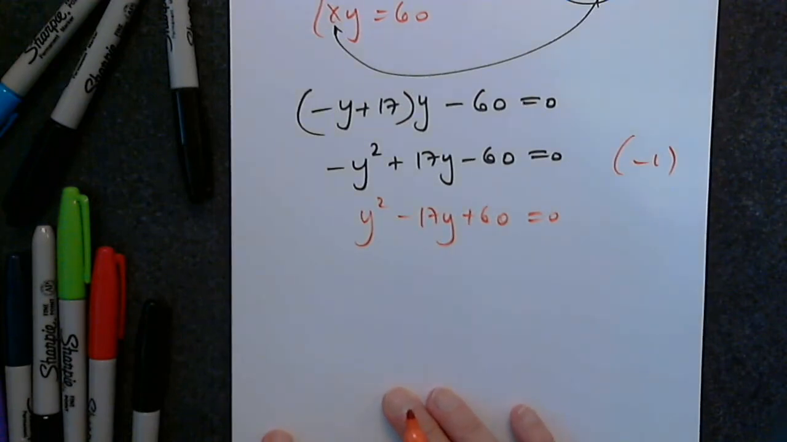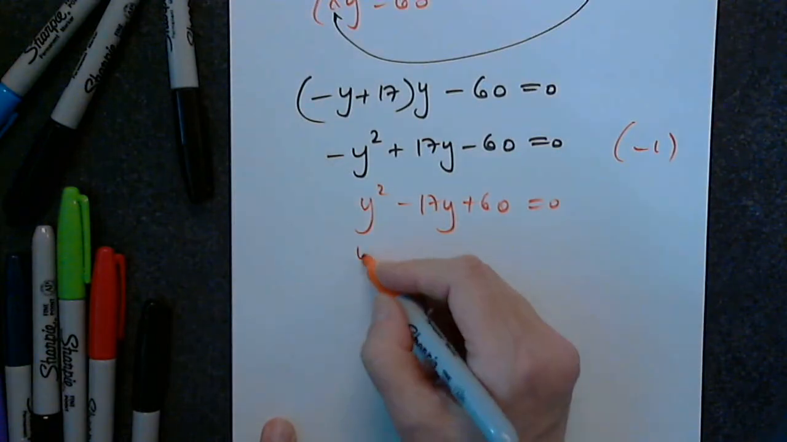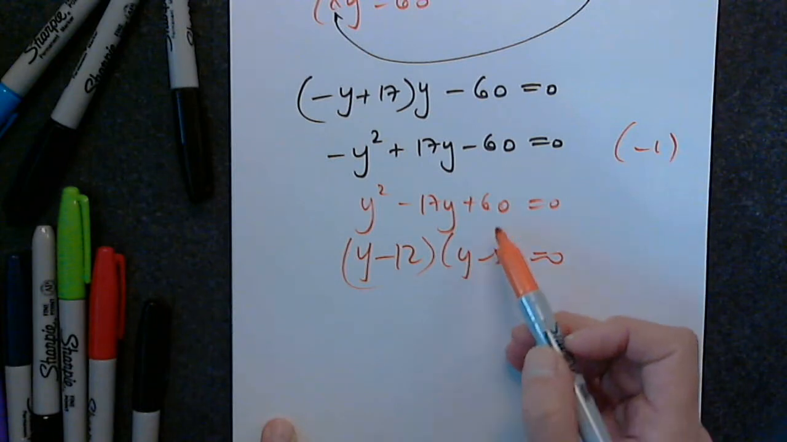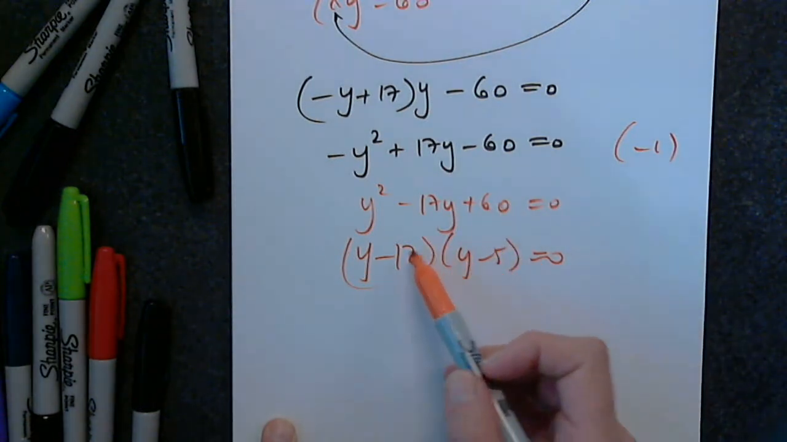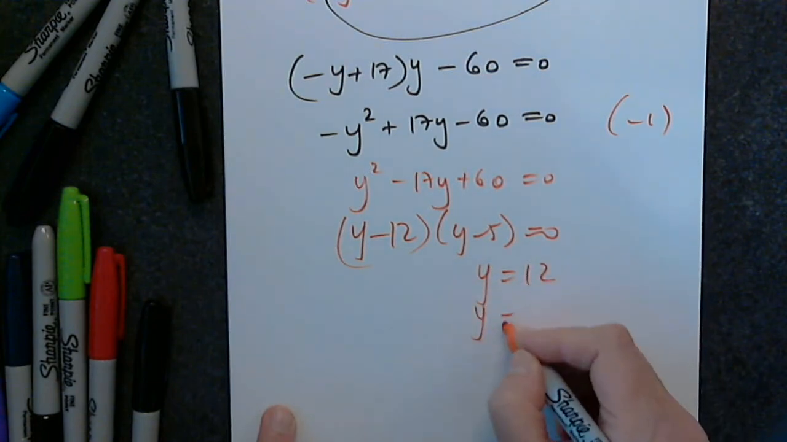However, this is not difficult to factor, right? Negative 12 and negative 5. (y minus 12)(y minus 5). The product is positive 60. The sum is negative 17. So we have y equals 12 and y equals 5.